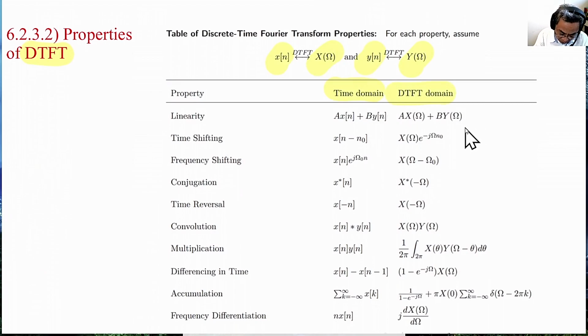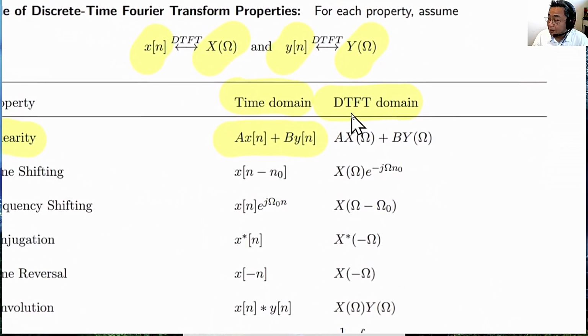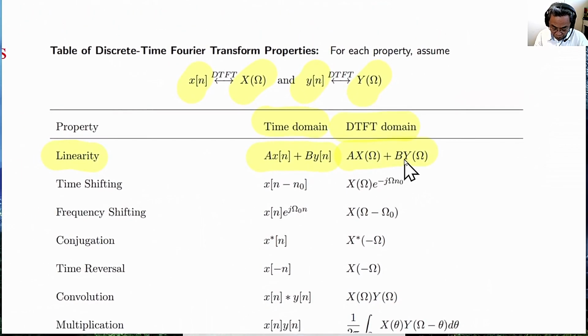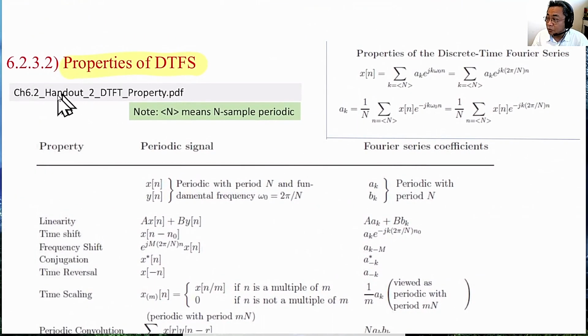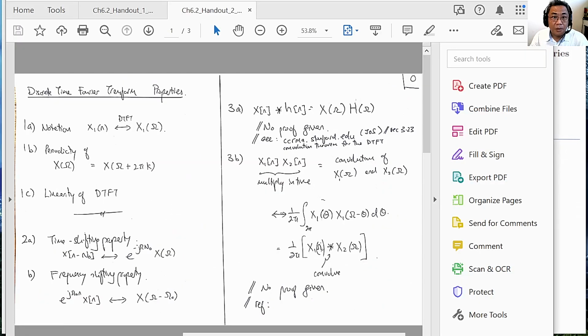So these are the most important properties we need to know. Linearity basically means that if we have the signal in time and we sum them up, in the frequency we also sum them up. Alright, then if you say where's the proof? Well, I put the proof somewhere here in the handout 2, 6.2, handout 2 DTFT properties. So we go to 6.2, handout 2.